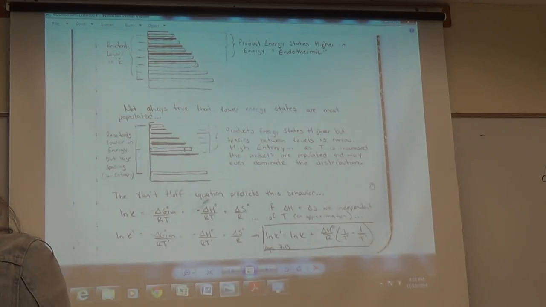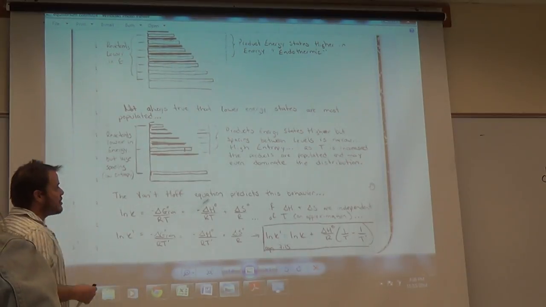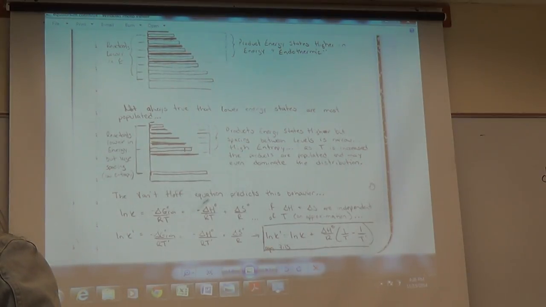And so what you can think of this as suggesting is that the species with the highest entropy ends up dominating at high temperature. Does that ring a bell? Do you guys remember any other time where we discussed species with high entropy being dominant at high temperature?